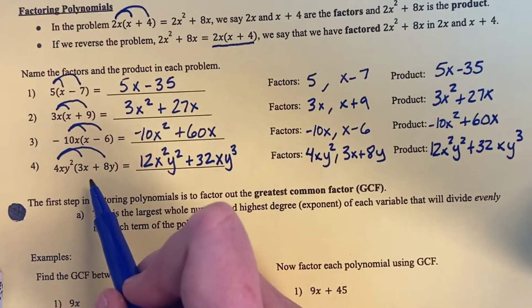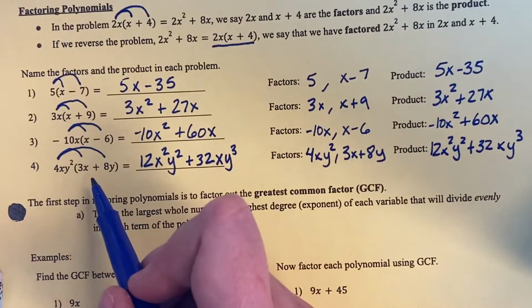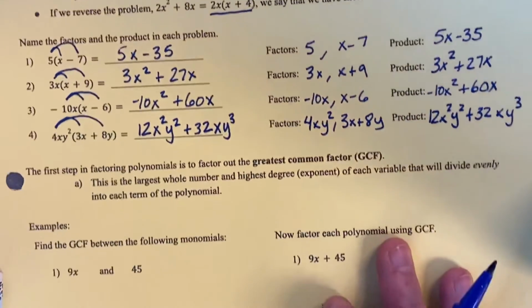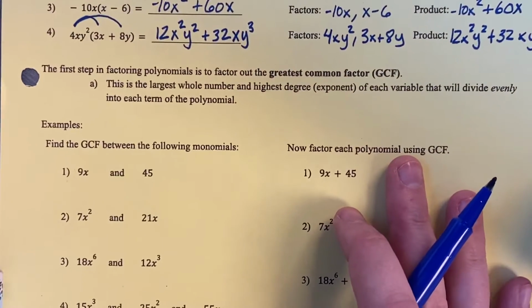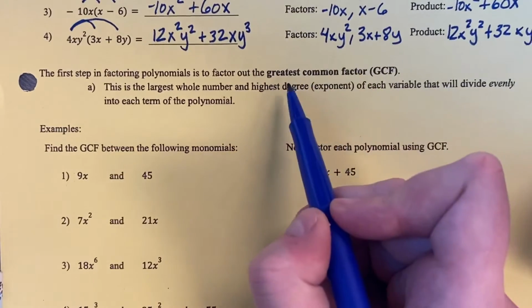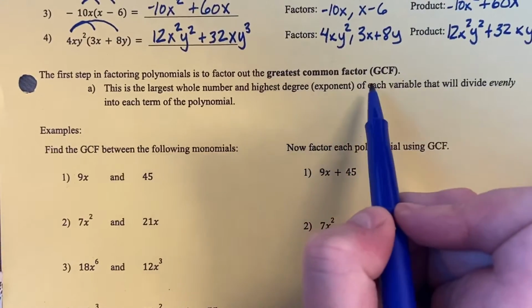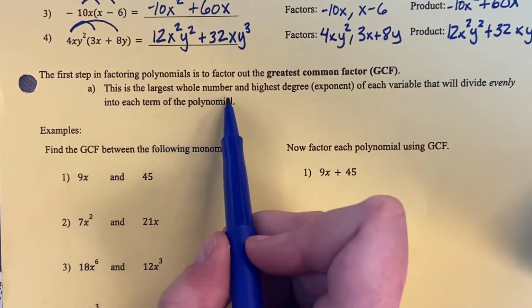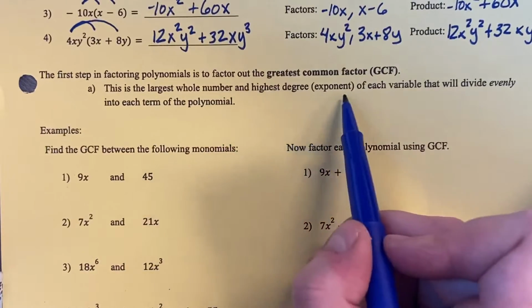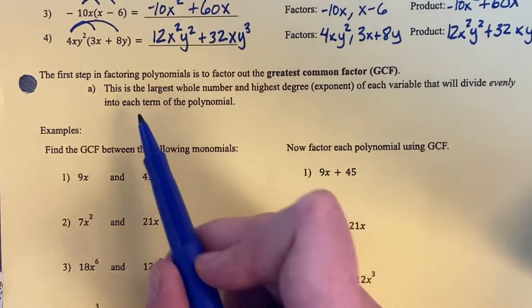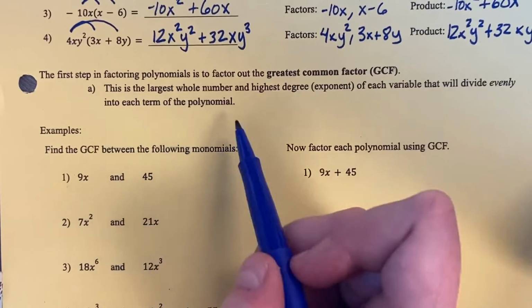So what we're going to be doing next is taking these products and going all the way back to their factored form, where the factors are being multiplied together. The first step in factoring polynomials is to factor out the greatest common factor. It's the largest whole number and highest degree exponent of each variable that will divide evenly into each term of the polynomial.